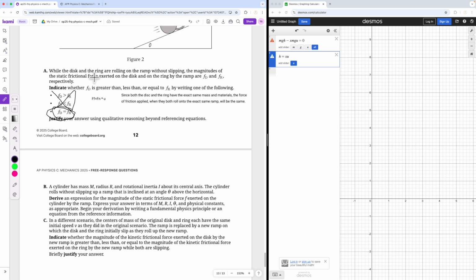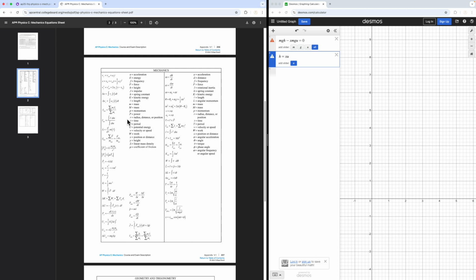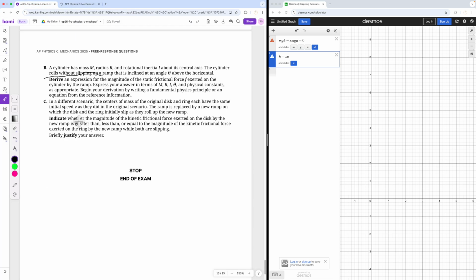So, this might seem tricky at first, but let's focus on this part right here. It rolls without slipping. When an object rolls without slipping, it obeys this equation. It's right here. Your tangential acceleration, so your linear acceleration, is equal to your radius times your angular acceleration. That's what we care about here. So a is equal to r alpha. Now, how can we use this? Let's think about what our linear acceleration is.